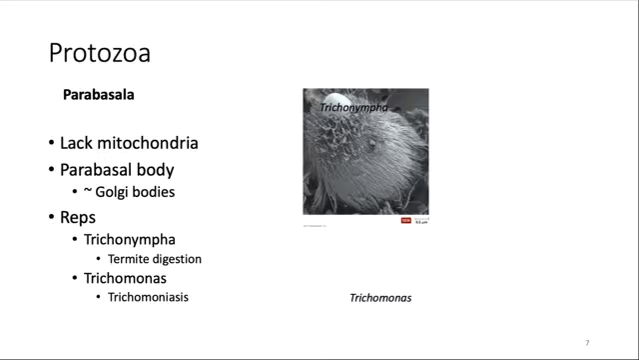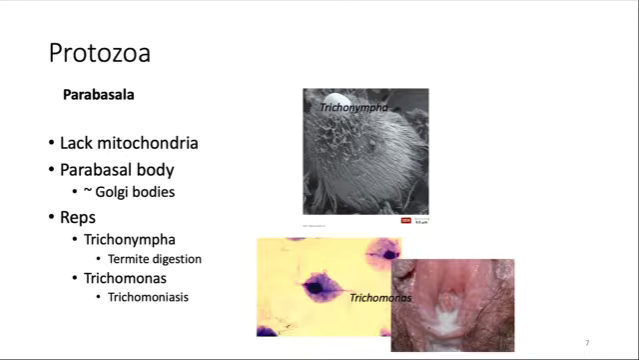And then you have Trichomonas, which causes trichomoniasis. An example would be Trichomonas vaginalis, which also is a causative organism for trichomoniasis. And this is how trichomoniasis will present in the vagina.